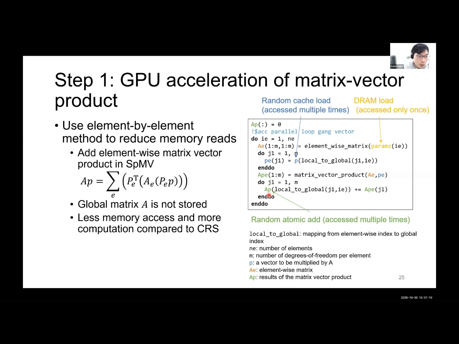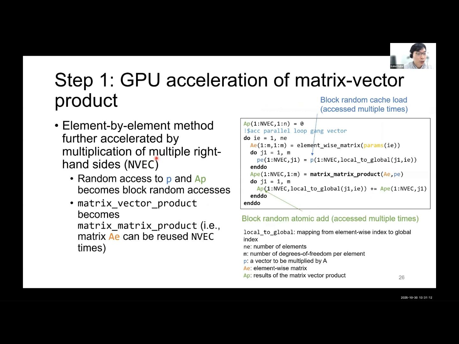So here we do a multiplication of the multiple right-hand side. So for example, we have NVEC multiple right-hand sides. So instead of loading one case of P, this becomes a block random cache load. And so the innermost loop becomes consecutive in memory. So this is very efficient loading. And this becomes a small matrix product instead of a matrix vector product. So this also becomes very efficient.